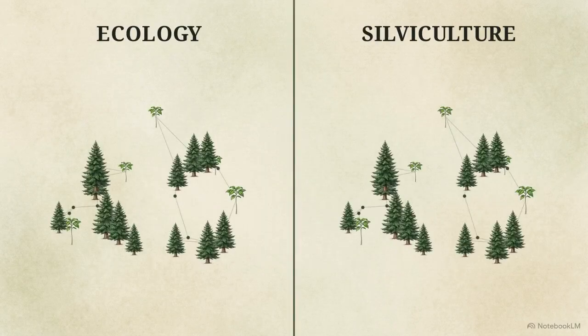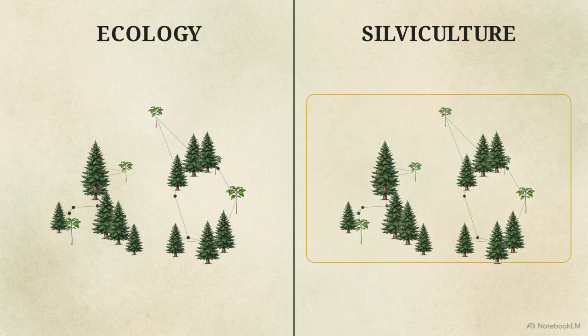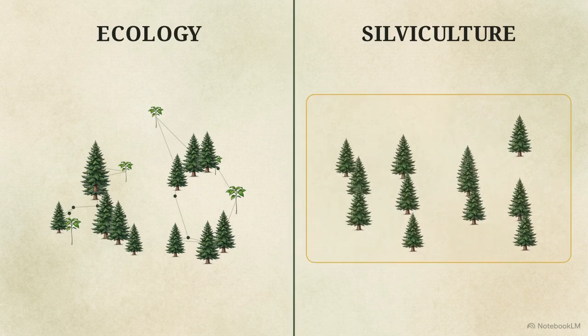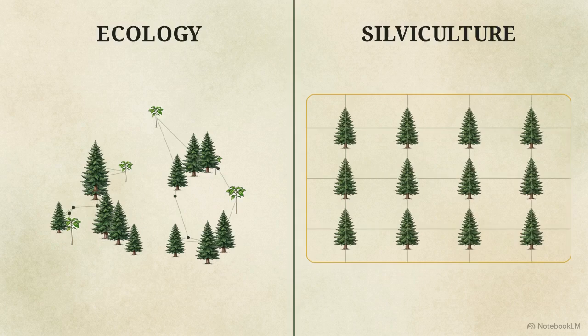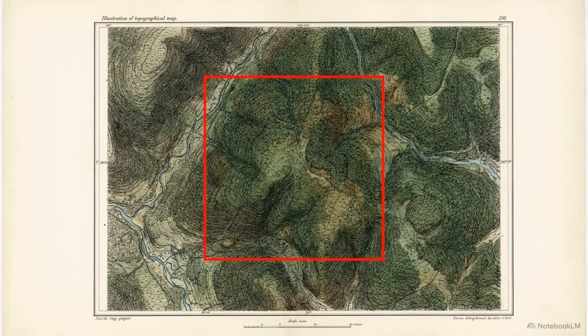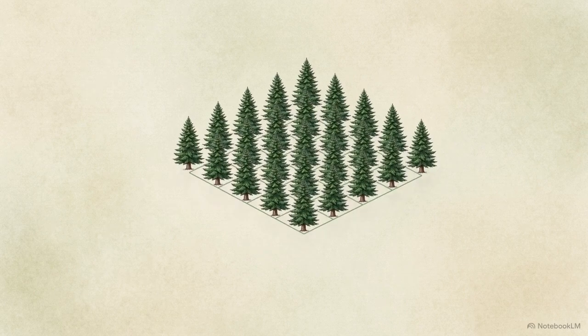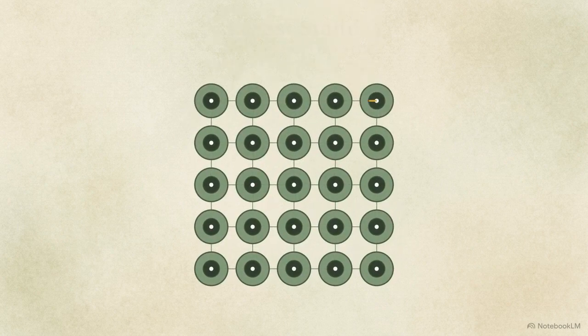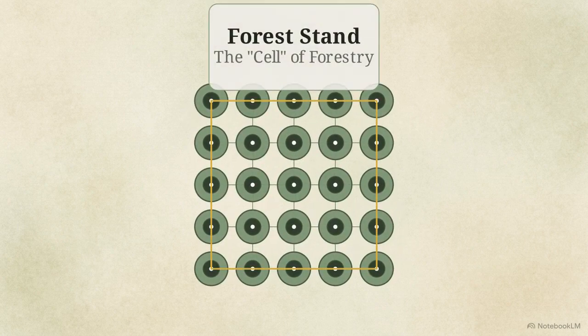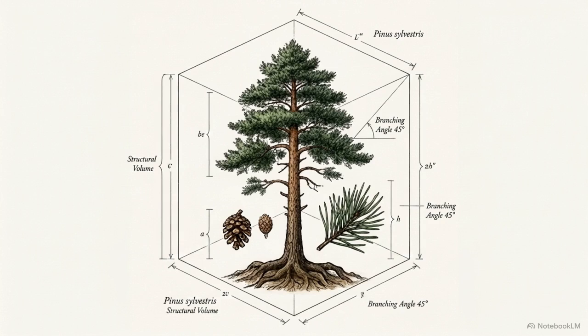Unlike general ecology, which studies natural systems exactly as they are, silviculture is interventionist. It actively manipulates biological systems to achieve specific commercial or protective goals. To execute these goals, the forester must break the forest down into a manageable operational unit, the stand. A stand is an aggregation of trees that are uniform in their species composition, age, and physical arrangement. The stand is to a forester what a cell is to a biologist. It is the lowest divisible unit of the forest that can be mathematically engineered for yield.